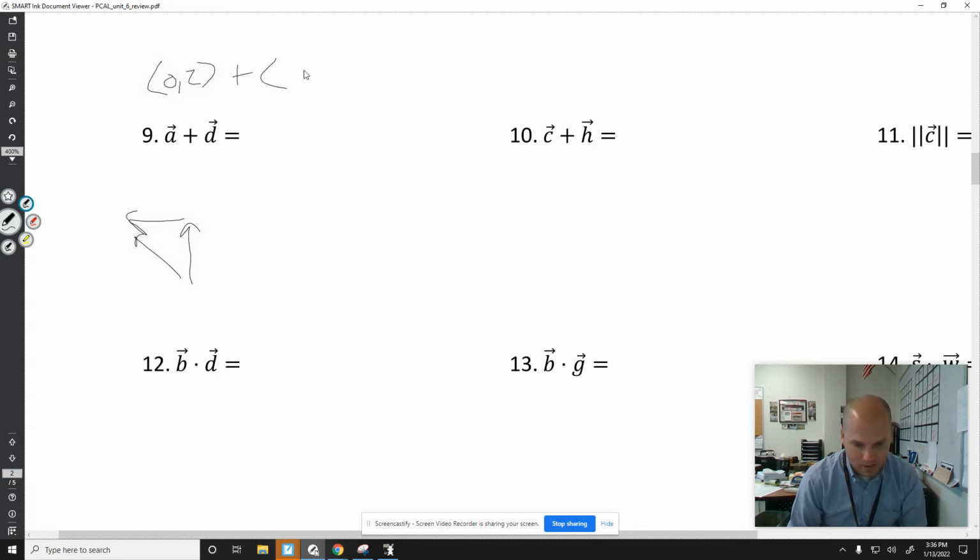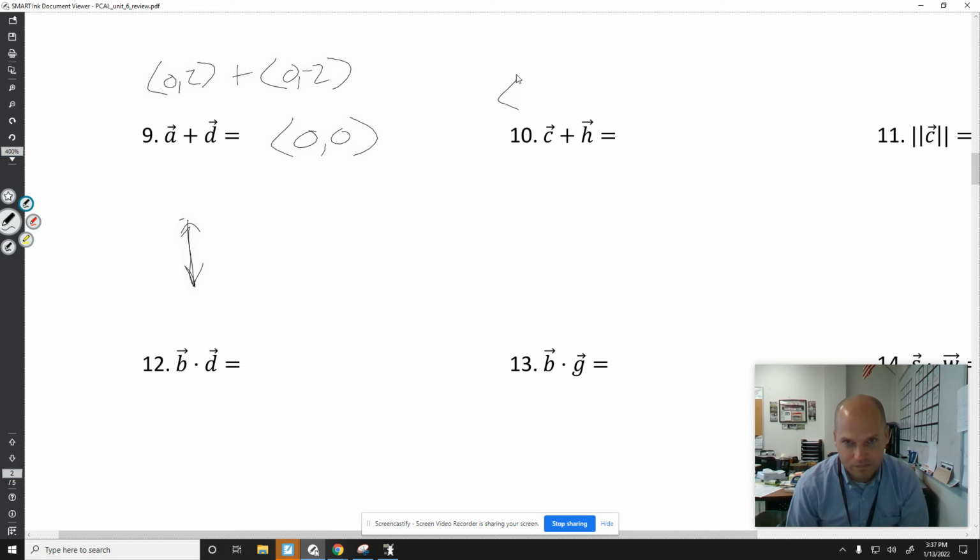Take your Y components. Oh, sorry. 0, negative 2. Gosh. 0, negative 2 would mean I'm going up 0, 2, and then I'm going back down 0, 2. I end up with a vector of 0, 0. Take your X components, add them together. Take your Y components, add them together. 0, 0.